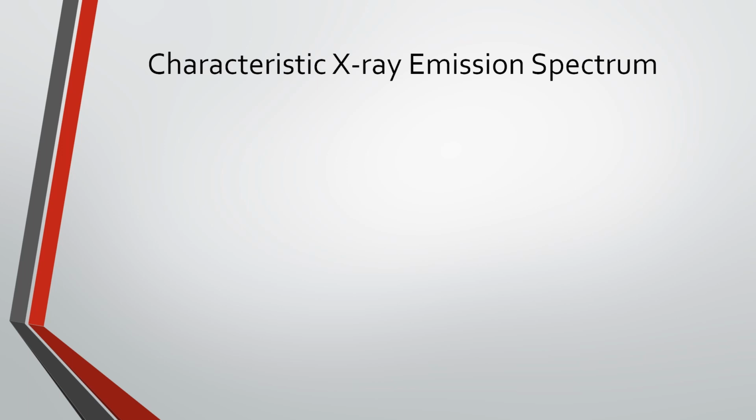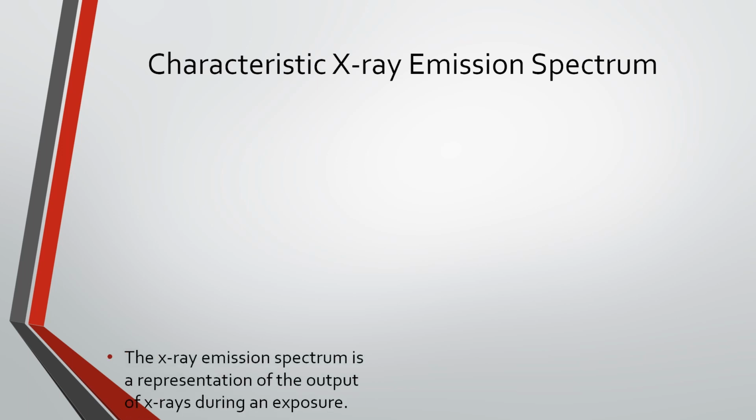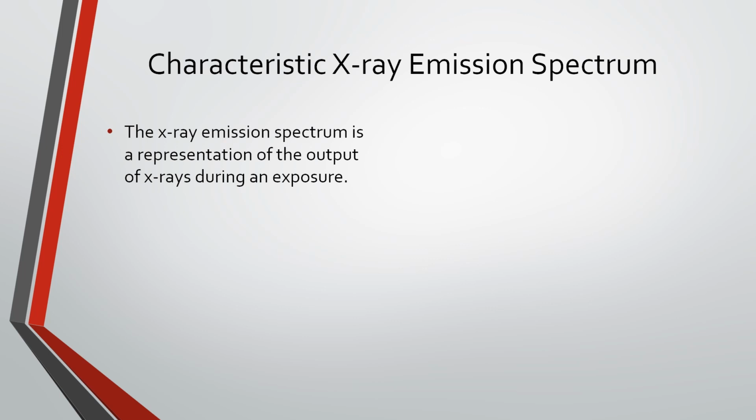The characteristic X-ray emission spectrum. When we take an exposure, what's being produced has a certain spectrum. It has a certain range of energies, just like the electromagnetic spectrum has a certain range of energies, which are typically shown in wavelength and frequency, but as we know, that relates to energy. The X-rays produced will have an emission spectrum as well. The X-ray emission spectrum is a representation of the output of X-rays during the exposure.